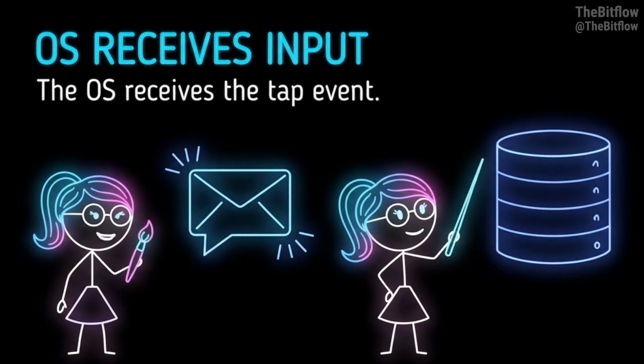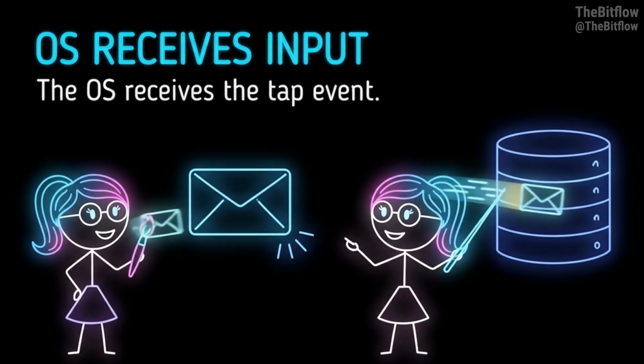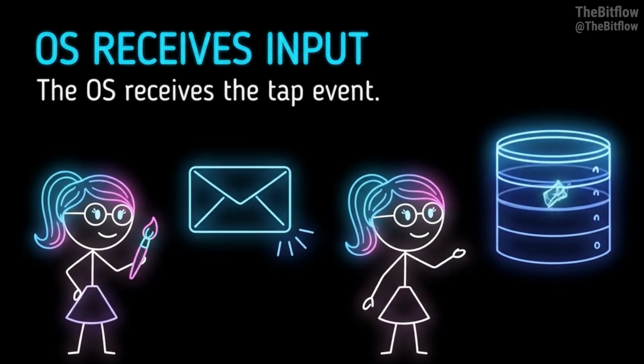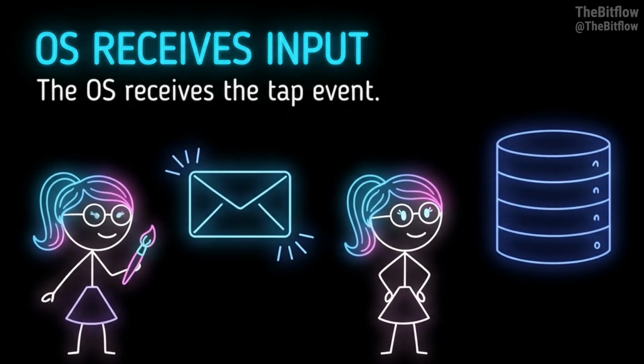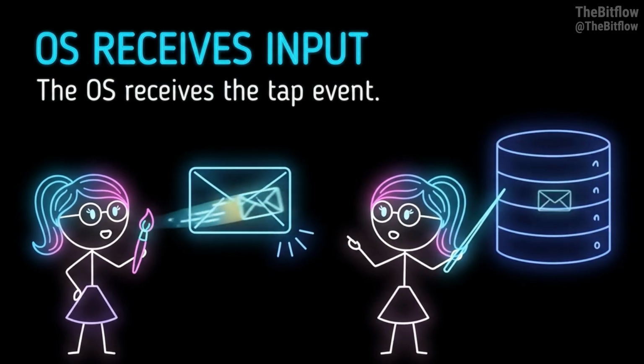The operating system, or OS, receives the tap event. It recognizes that you've requested to open an application and begins the launch process. Think of the OS as the manager that coordinates everything inside your phone.